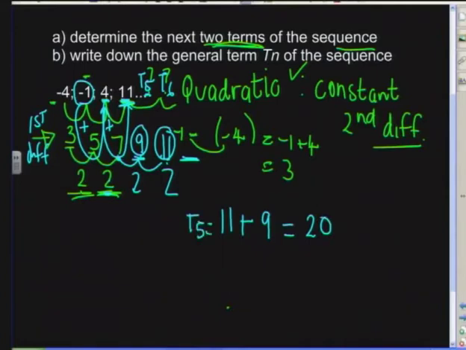So to get term 5, you simply say term 4 plus your term in your first difference. So we said term 4 plus the fourth term in my first difference, and that was 9, and I get 20. Okay, so term 6 is going to be similar.